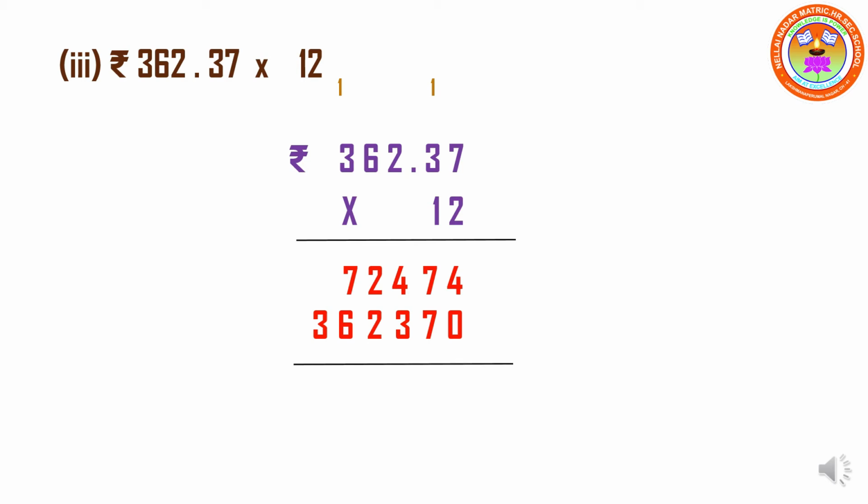Yes, both 1 and 2 we have multiplied. Now we have to add. So now add 4 plus 0. It is 4. 7 plus 7, 14. So 4 is written down, 1 is carryover. Next, 4 plus 3. What is 4 plus 3 children? 7. 7 plus 1 is 8. Next, 2 plus 2, 4. 7 plus 6 is 13. So 3 is written down. 1 is the carryover. 3 plus 1 is 4. So what is the answer children?